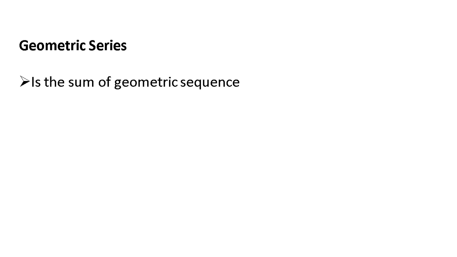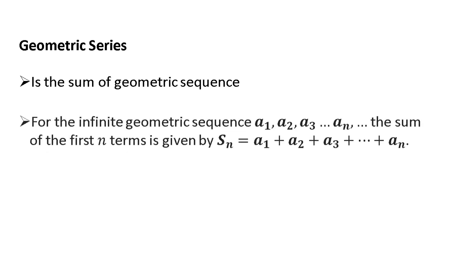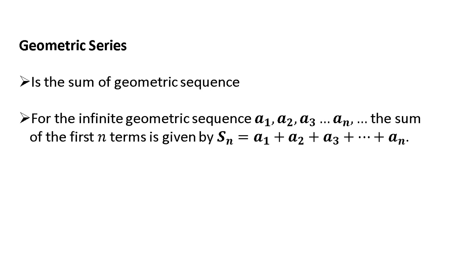Geometric series. This is the sum of geometric sequence. For the infinite geometric sequence, a sub 1, a sub 2, a sub 3, to a sub n, and so on, the sum of the first n terms is given by s sub n equals a sub 1 plus a sub 2 plus a sub 3 and up to a sub n. So here we have the formula s sub n equals a sub 1 times 1 minus r to the power of n over 1 minus r, where r is not equal to 1.